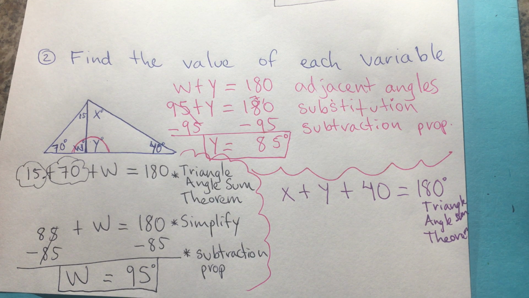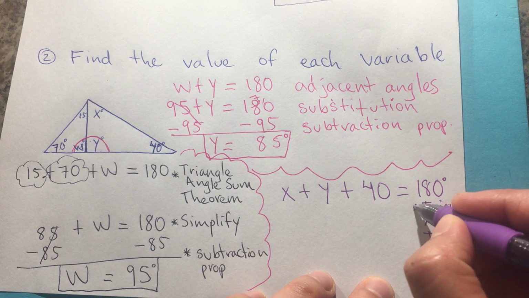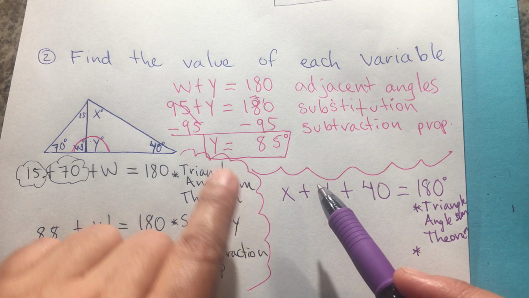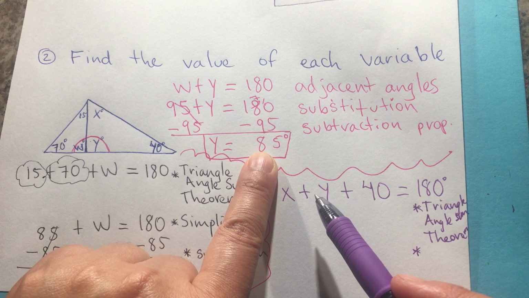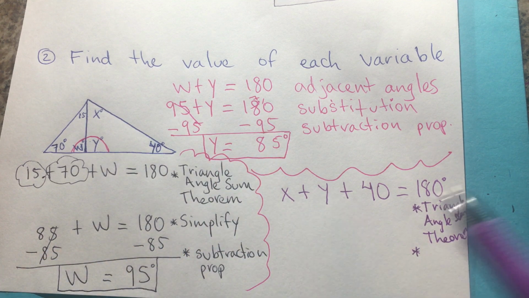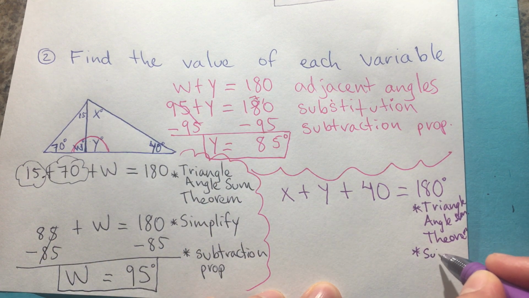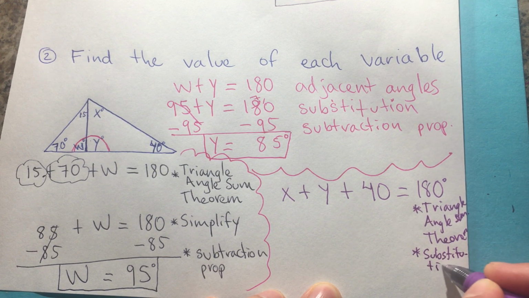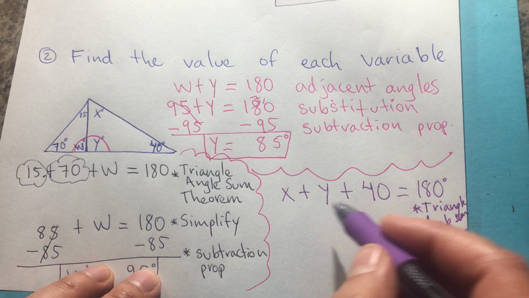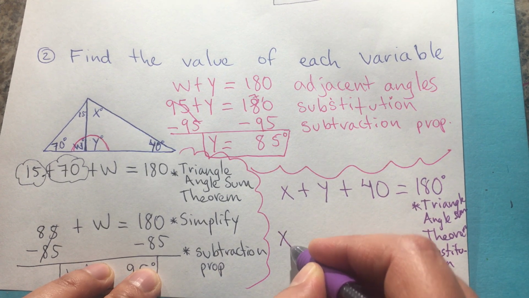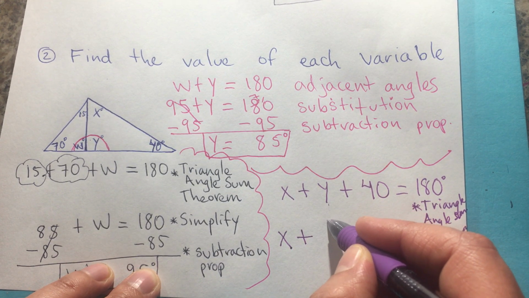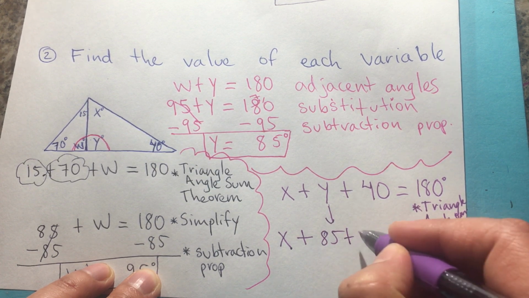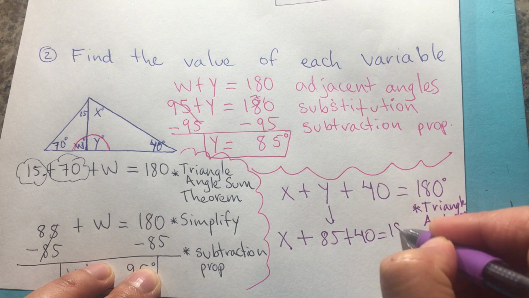After that, we're going to do substitution. We're going to get the value that we know, which is y, and the value of y is 85, and we're going to substitute in there. Okay, and so we're going to put x plus, instead of y, we're going to put 85 plus 40 equals 180.